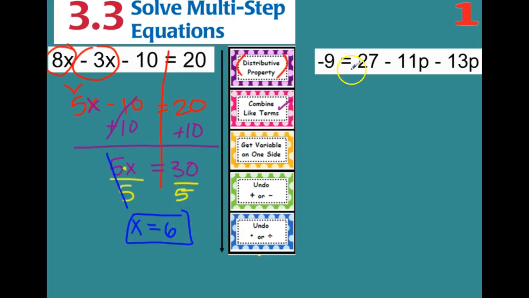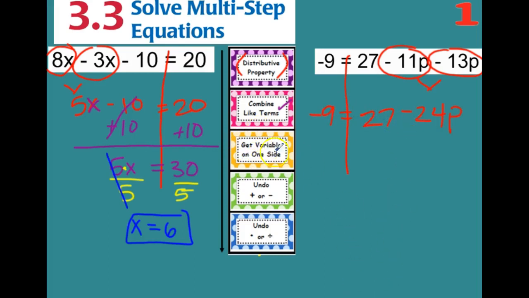Let's try another one. Draw your line down. We can't distribute on this one, but we can combine our like terms. Don't forget your negatives here. This is a negative 11 and a negative 13. All negatives, add them up, that's really a negative 24p. And then write the rest of the problem, negative 9, and then 27.